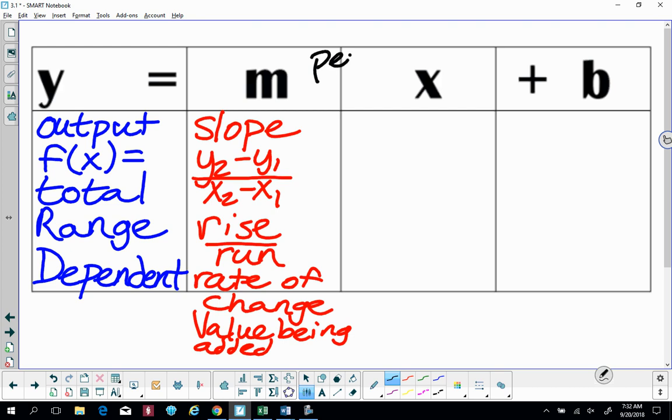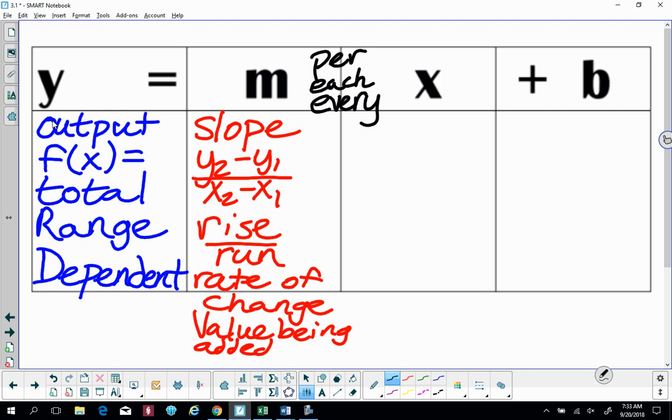Per, like miles per hour. Each, I eat 5 cookies each day. And every. For every cookie, I have a cup of coffee. So whenever you see these words in a word problem, it's going to be dividing. The first number is going to be your slope, like 5 cookies. That's my slope per day.